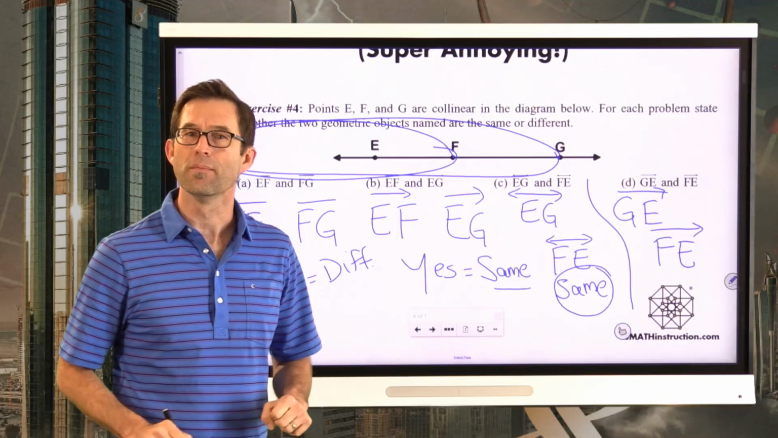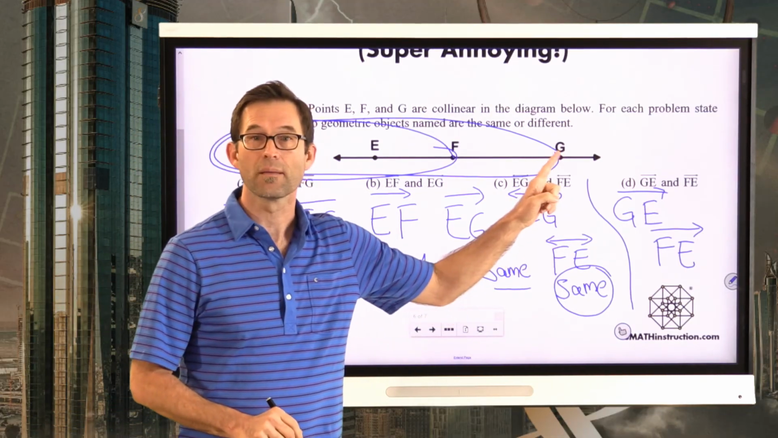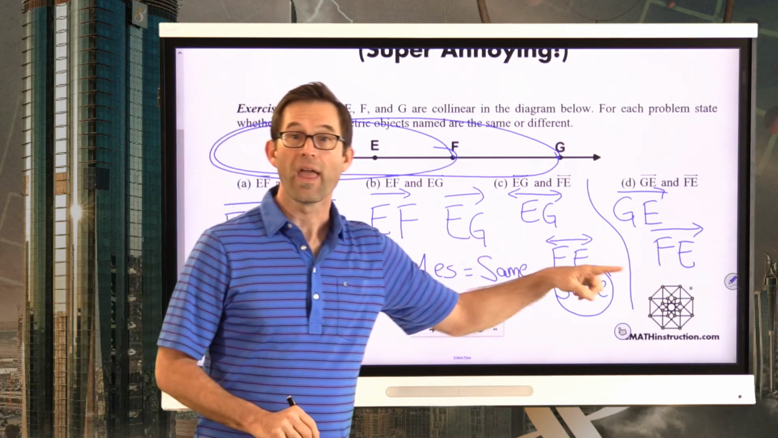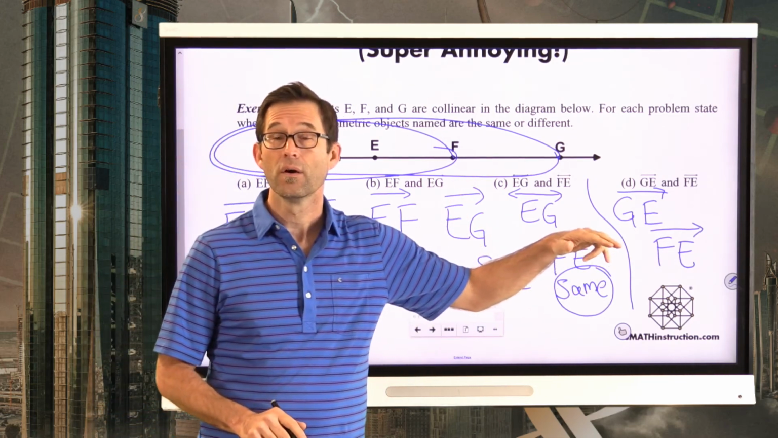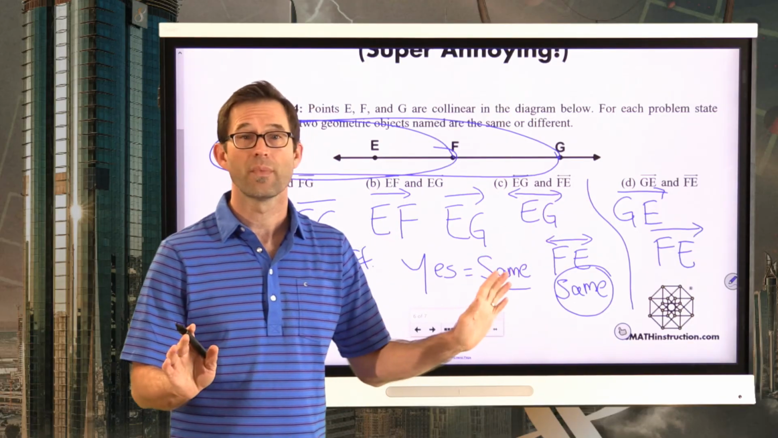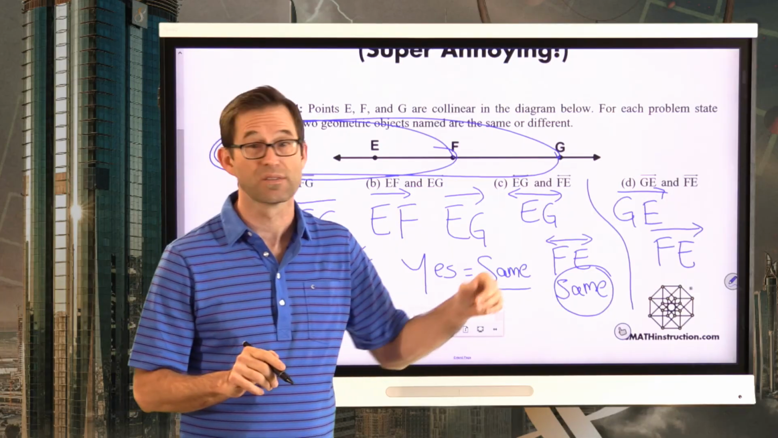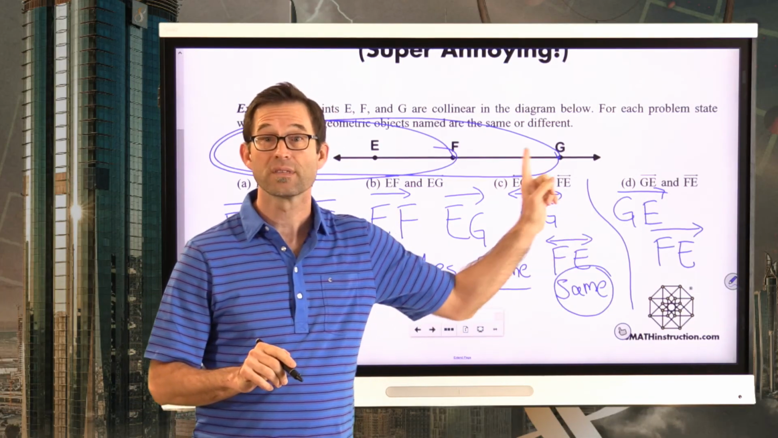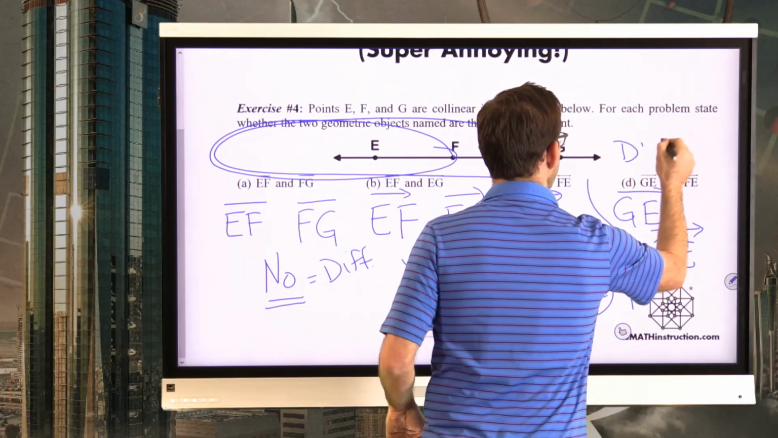Those are not the same geometric object, because ray GE contains the segment GF, but ray FE does not. Now, is ray FE within GE? Absolutely. But they are certainly not the same set of points because FE lacks some points that GE has. So these are different.